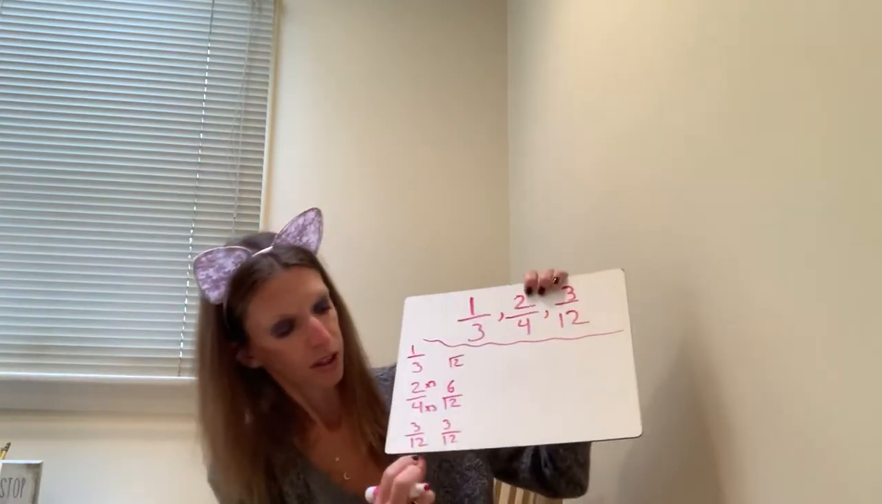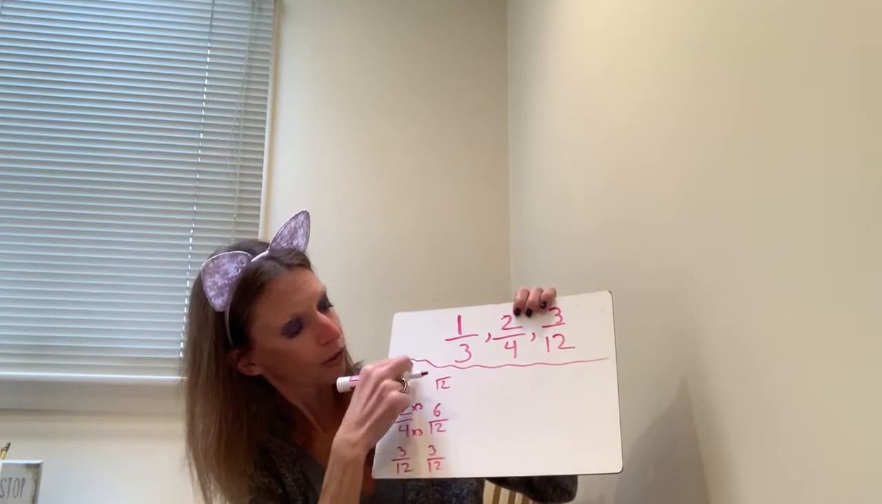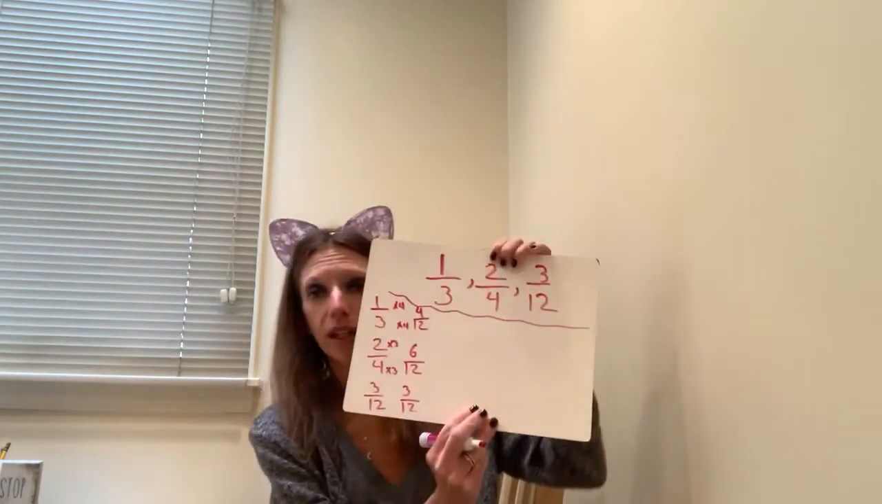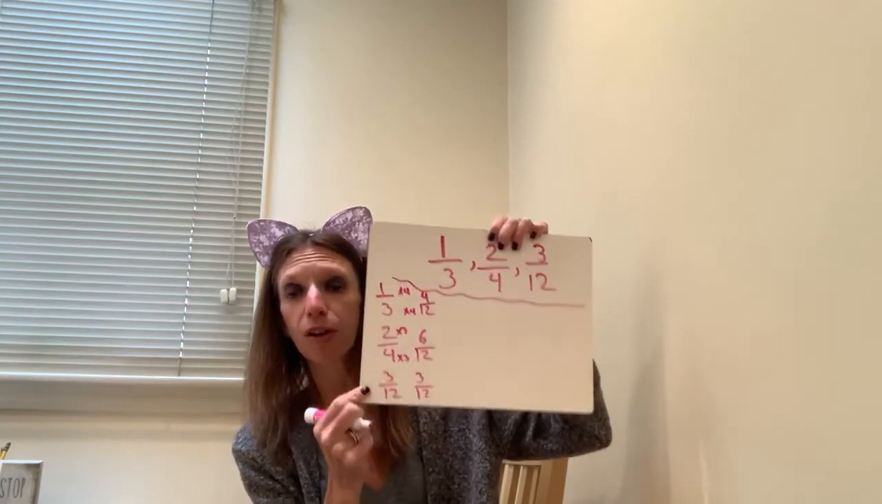Then we have 3 times what is 12? Oh, 3 times 4 is 12, so 1 times 4 is 4. So we write down 4. So multiply it by 4. Now, we can easily order these fractions from least to greatest, but remember, we have to order the original fraction. So I'm going to write down 3/12, then 1/3, then 2/4.